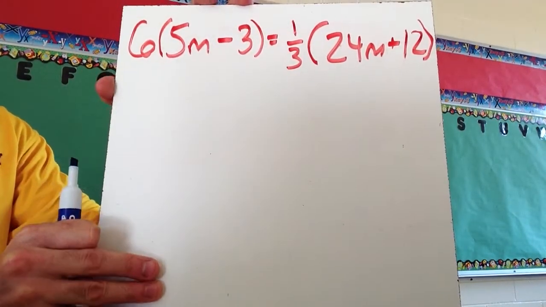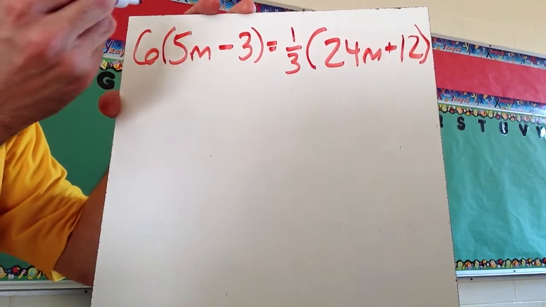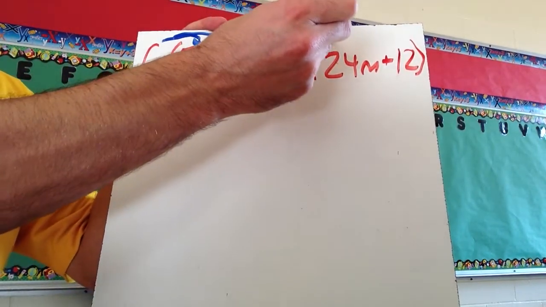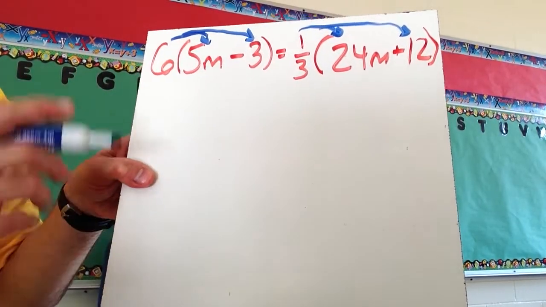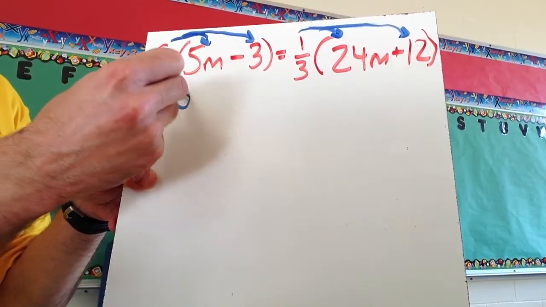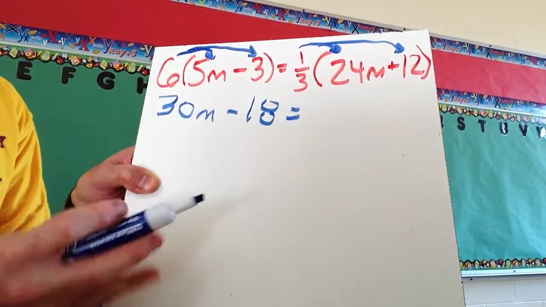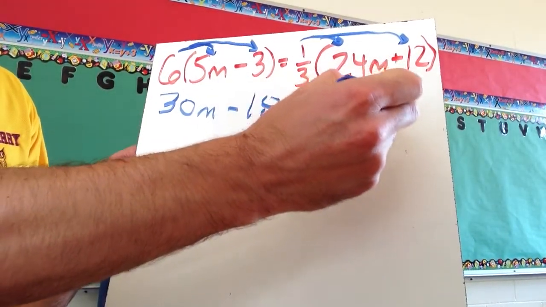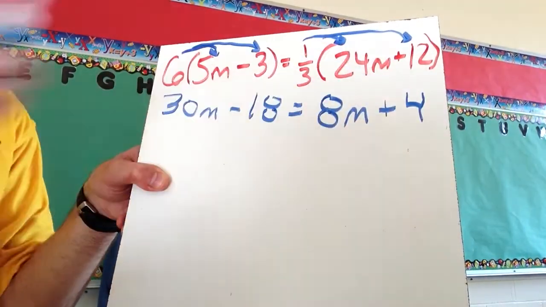All right, now let's put a couple of things together. We're going to end up using the distributive property to solve this. So remember, I'm going to take this 6, I'm going to multiply it here, and then there, and then this 1/3 here, and then there. And once I get rid of the parentheses, I can start to simplify things. So this becomes 30m minus 18 equals 1/3 times 24 is 8m plus 1/3 times 12, which is 4.